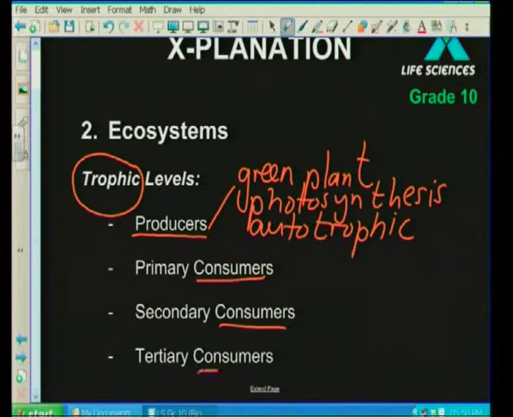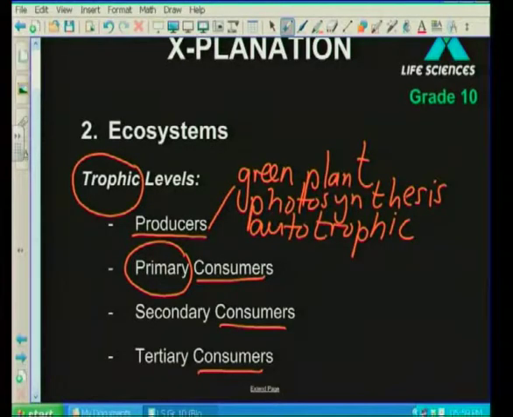After that, we're going to have a few consumers. Now, what does a consumer do? A consumer eats. So our first consumer, now primary means first. Remember, when you went to school, you went to your first school, that was your primary school. So primary means first. So the first consumer is now going to be on our next level. So after our first level of self-feeders, we get our first level of consumers. So we're going to now say that this is actually our second trophic level.